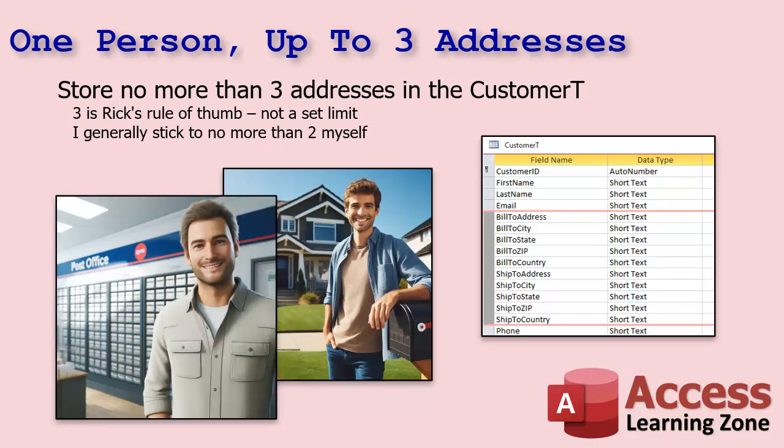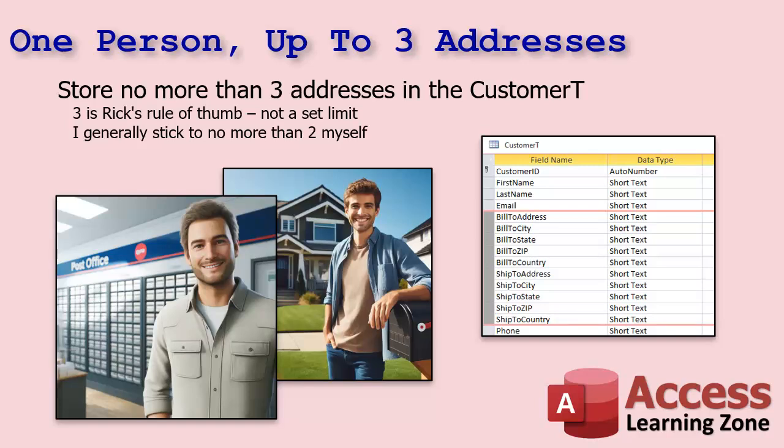Moving beyond that, you've got one person and I say up to 3 addresses. 3 is kind of like my rule of thumb. It's not a set limit. And in fact, personally, I stick to no more than 2, but I'll allow 3. That's what I tell people in my beginner classes. Because you might have bill to and ship to. All right, that's the most common thing. Bill me at this address, ship everything to this address. Okay, and that'll get you by.